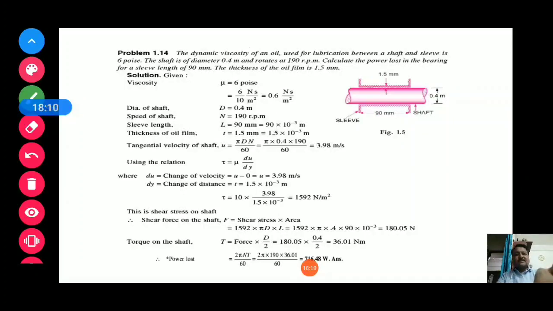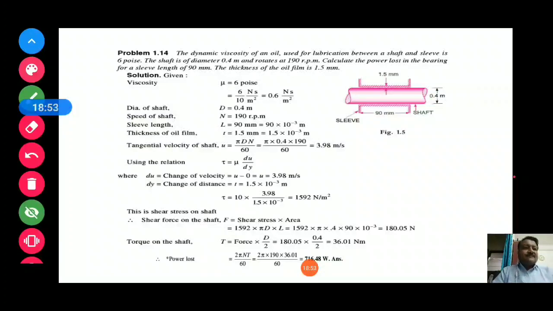Now see, this is one more important example as far as mechanical engineering is concerned. So firstly I will read the problem. The dynamic viscosity of an oil used for lubrication between a shaft and sleeve is 6 poise. The shaft is of diameter 0.4 meter and rotates at 190 rpm. Calculate the power lost in the bearing for a sleeve length of 90 mm. The thickness of the oil film is 1.5 mm.